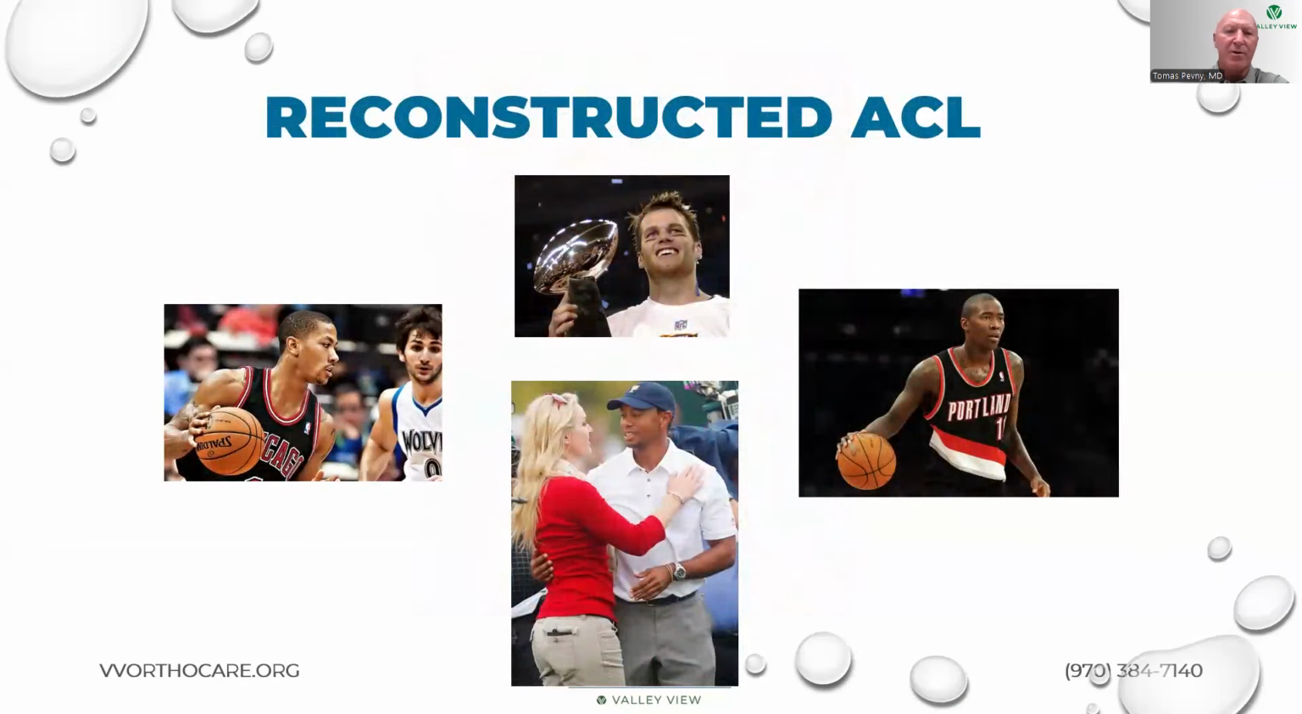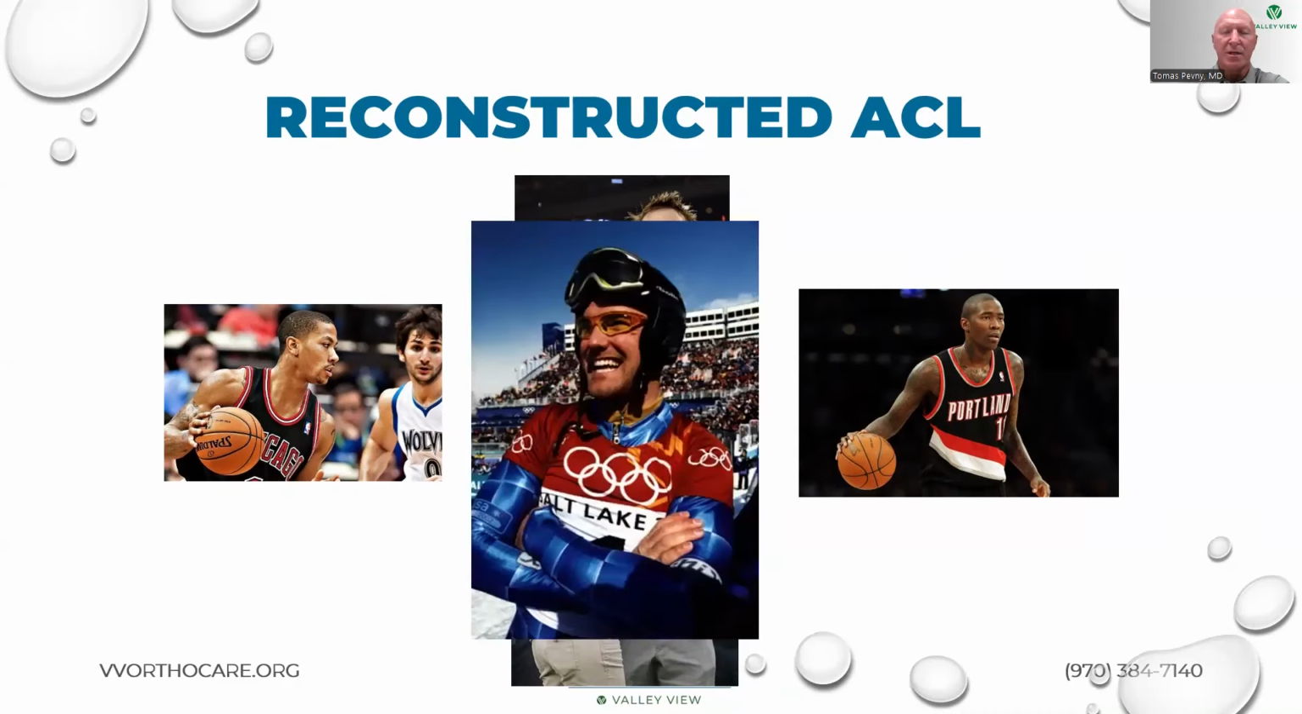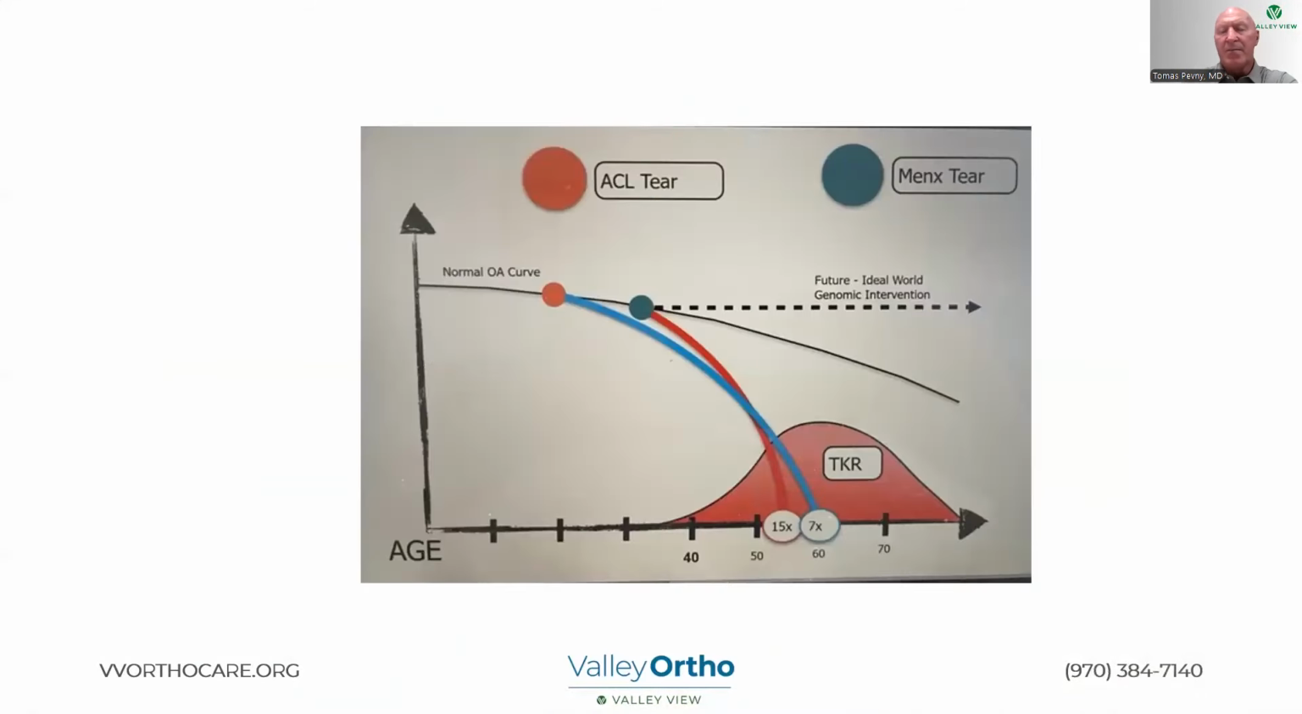And these are just some people that you guys recognize that have had reconstructed ACLs and have done well, from Tom Brady to Tiger, Lindsey Vonn. You can show 100 pictures, and our own Chris Klug, who won a medal in the Salt Lake Olympics, the local guy that had an ACL tear. They went on to do wonderful things. But the problem is not everybody does great in the long run.